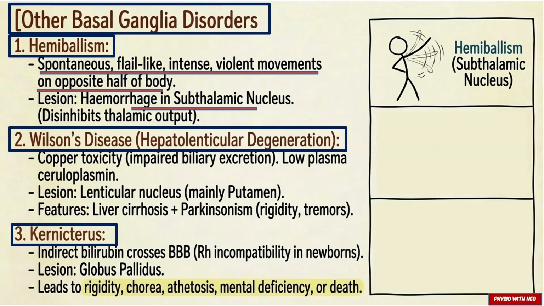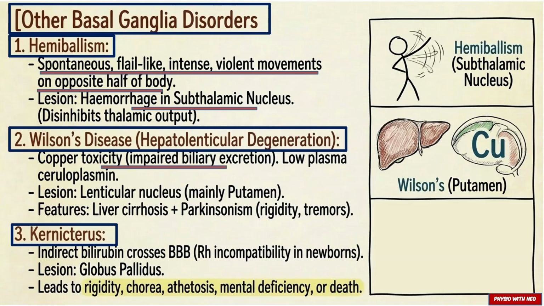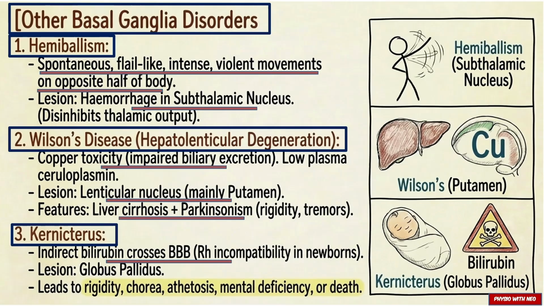Wilson's disease is due to copper toxicity because of low plasma ceruloplasmin. The lesion is mainly in the lenticular nucleus, especially the putamen. Here it shows the features of liver cirrhosis and Parkinsonism. Kernicterus: it is indirect bilirubin which crosses the blood-brain barrier, especially seen in Rh incompatibility in newborns. The lesion is in the globus pallidus. It shows features like rigidity, chorea, athetosis, mental deficiency, or death.